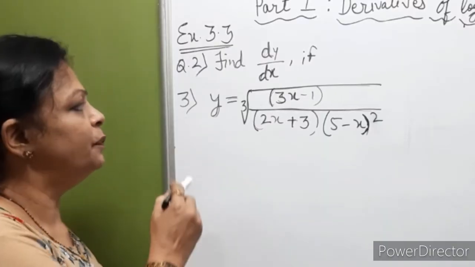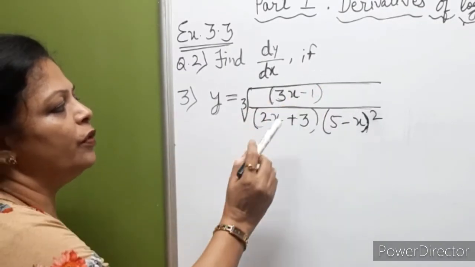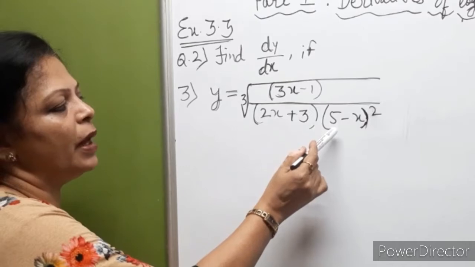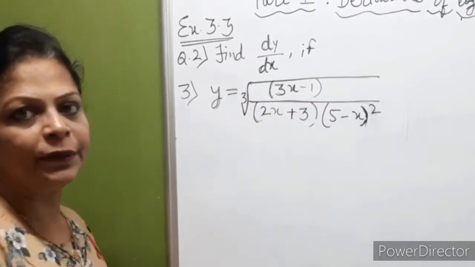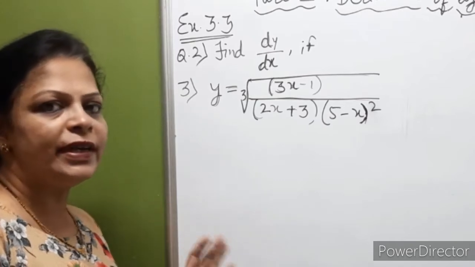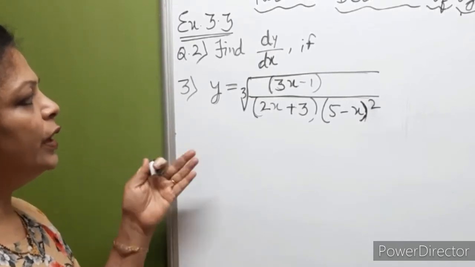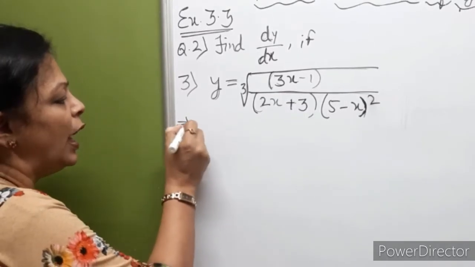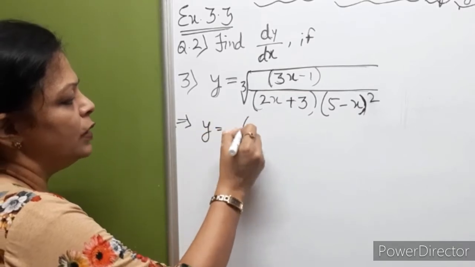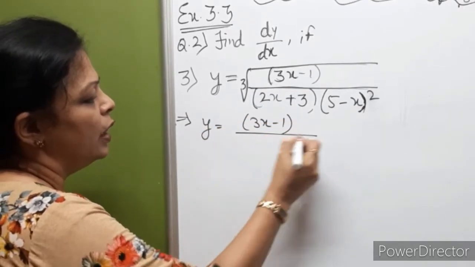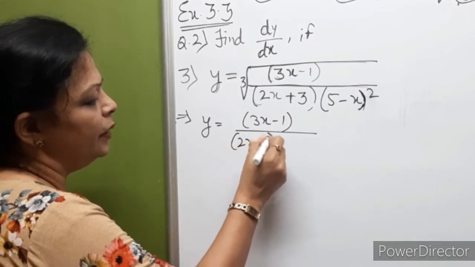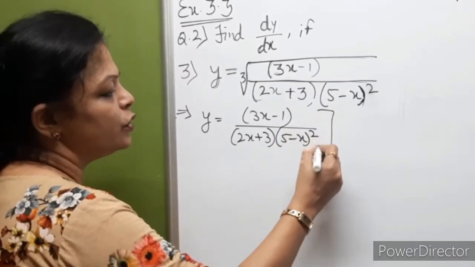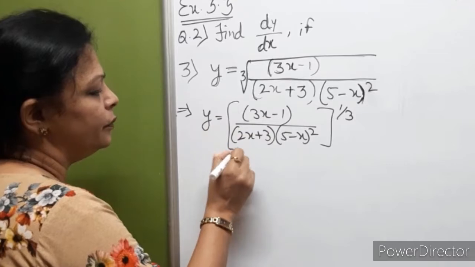Let's see the third sum. Y is equal to cube root of 3x minus 1 upon 2x plus 3 into another bracket 5 minus x bracket square. See, don't get tense looking at the sum. It is very simple. We'll try to do it in as much detail as possible. So, see over here. Actually, this can be written as 3x minus 1 upon 2x plus 3 into 5 minus x the whole square raised to, you can write it as 1 upon 3.